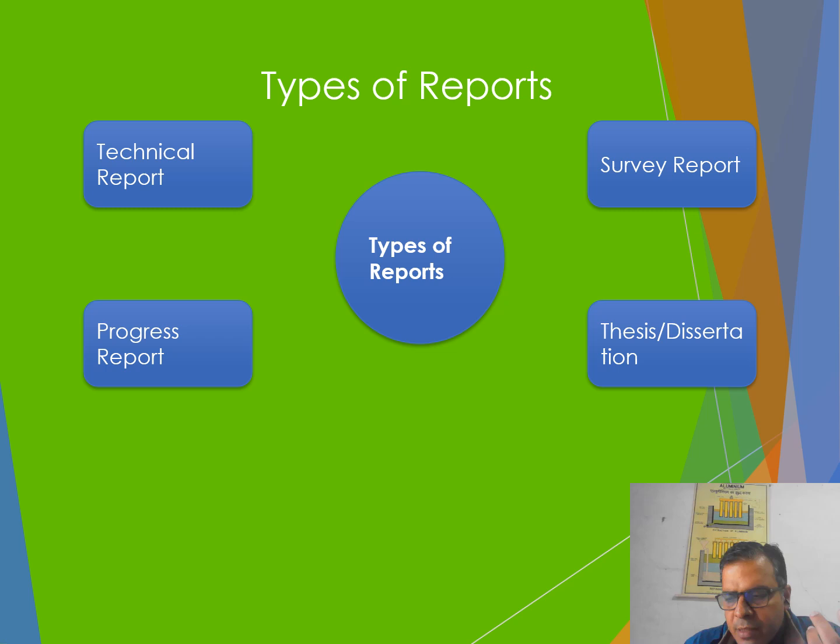Next is the thesis dissertation. What is it? It is, we can say, a detailed academic research report. For science, the effect of pollution on plant species. In commerce, it can be the role of e-commerce in modern trade, and in arts, a thesis on Shakespeare's lasting impact. In physical education, a dissertation on exercise and academic performance. So these are some of the types of reports which we can present.